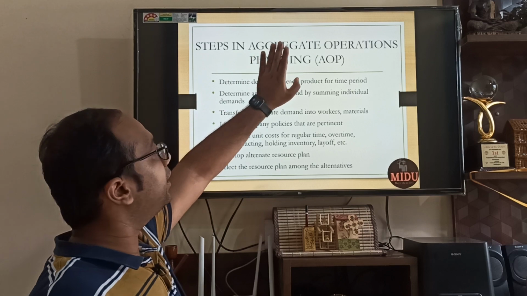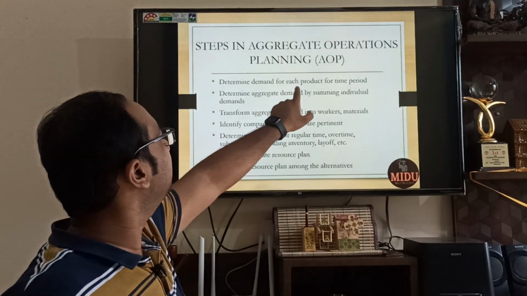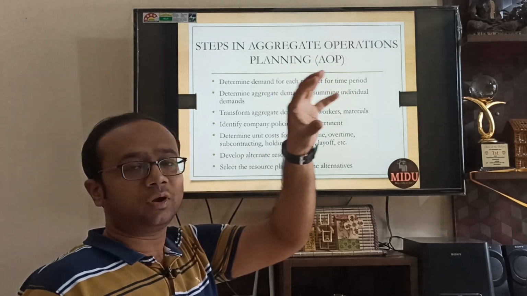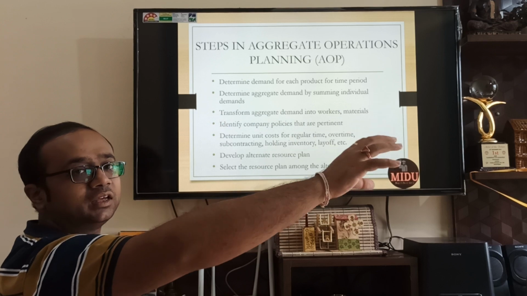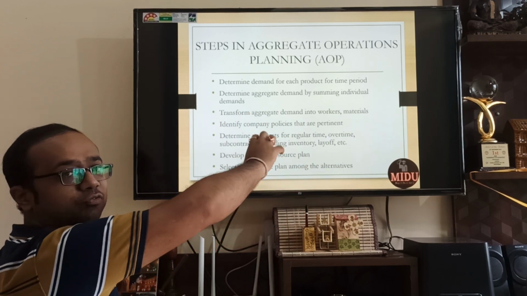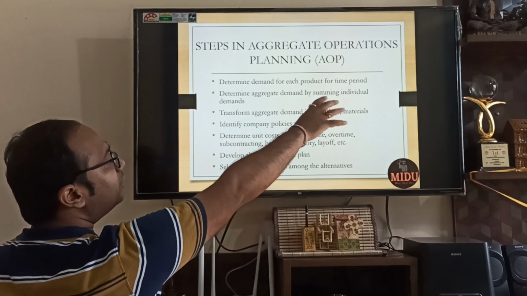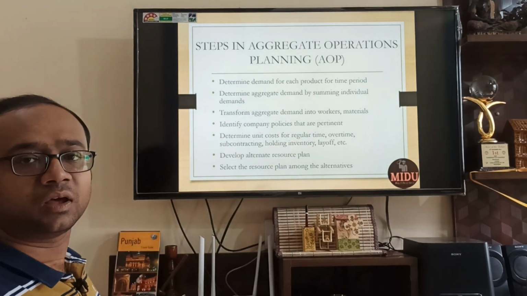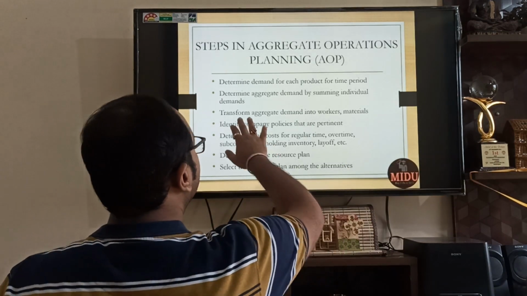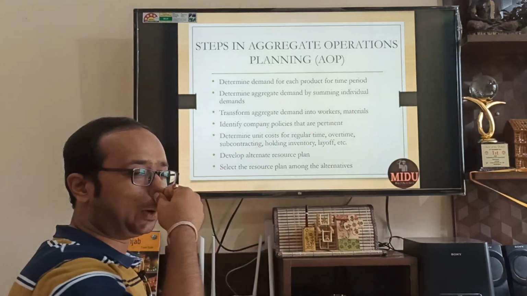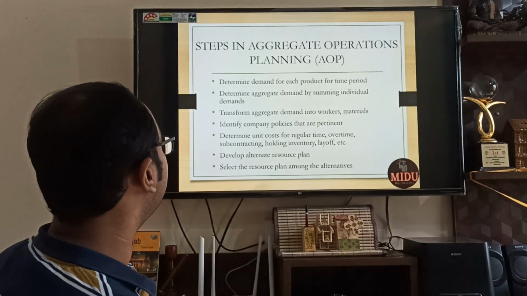So first step of any operations thing or AOP will always start with determine the product demand. So individual demand. For example, your company is making 4 products, product A, B, C, D. You calculate demand for A, demand for B, demand for C, demand for D. Then you calculate the aggregate demand, which is basically sum of individual demands: demand of A plus B plus C plus D. Transform demand into workers and materials. Then you calculate for this aggregate demand how much workers and what all material I require.